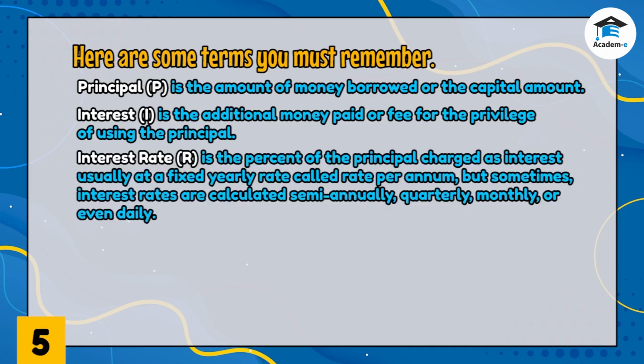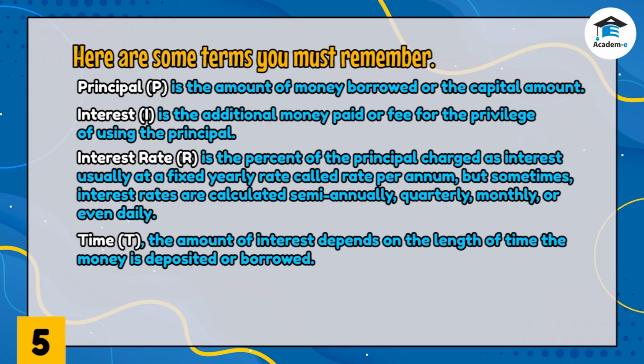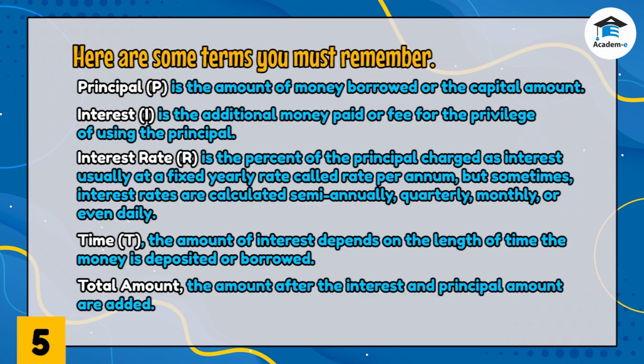Interest rate, R, is the percent of the principal charged as interest, usually at a fixed yearly rate called rate per annum. But sometimes, interest rates are calculated semi-annually, quarterly, monthly, or even daily. Time, T: the amount of interest depends on the length of time the money is deposited or borrowed. Total amount: the amount after the interest and principal amount are added.